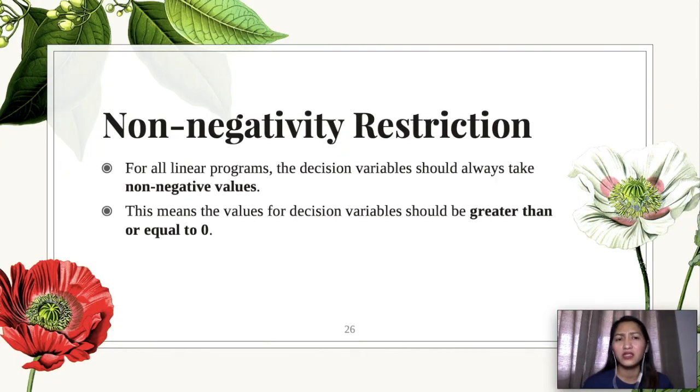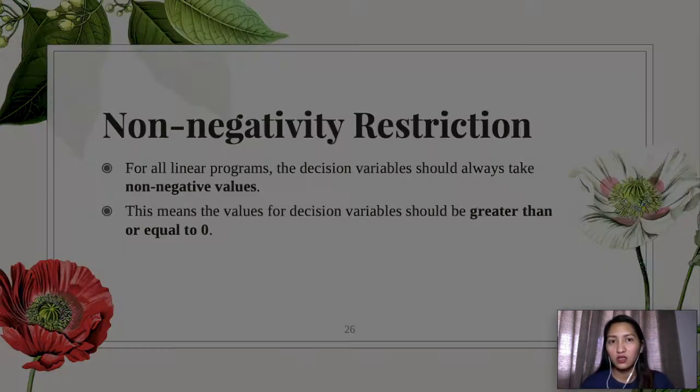Ang non-negativity restriction naman, yung mga decision variables natin, ay kailangan ito ay hindi negative values, so you have to put this also. Wherein yung x at yung y should be greater than or equal to 0. That's how you write non-negativity restriction.